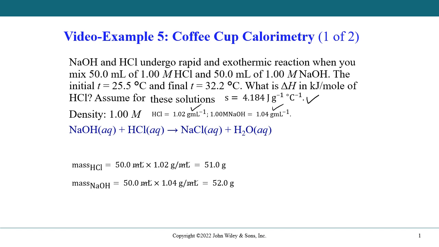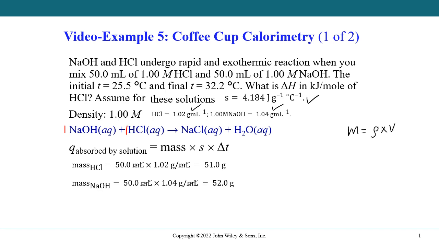The equation for the reaction is given there. It's a 1-to-1 mole ratio, as you can see. We have 1 mole of sodium hydroxide reacting with 1 mole of hydrochloric acid, and we can then proceed to work out the heat absorbed by the solution, knowing that we have the mass times the specific heat times the temperature change. In order to work out the mass of each solution, we take the volume and multiply by the density, because we know that mass is equal to density times volume.